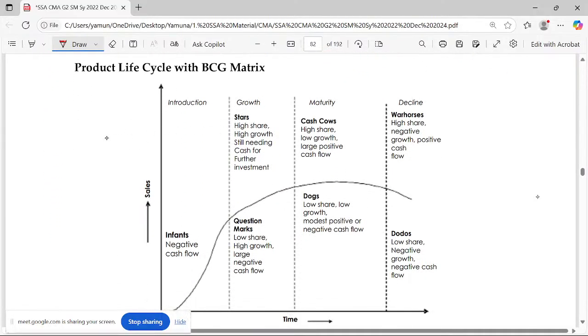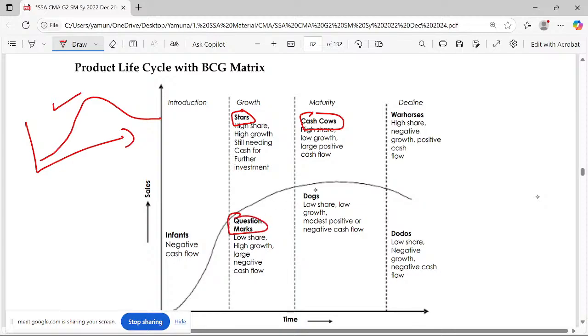Okay, product life cycle with the BCG matrix. So far, when we talk about the product life cycle or business life cycle, we say it's an infant stage, growth stage, maturity stage, and decline. Here we are mixing the product life cycle along with the BCG matrix. The BCG matrix deals with stars, cash cows, question marks, and dogs. If you link it with the product life cycle, this is the growth stage and this is the maturity stage. But before the growth stage, we have the infant stage.